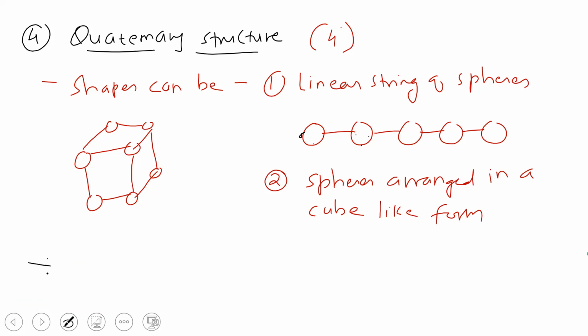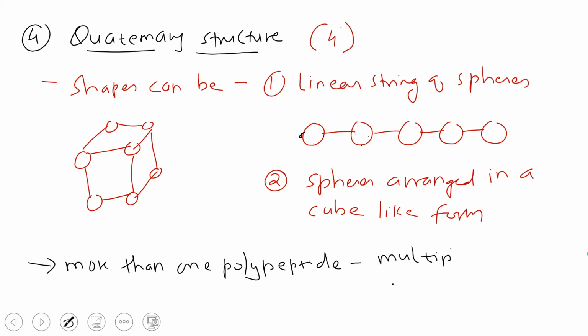It contains more than one polypeptide, so it is mainly what we call multiple subunits. And it usually contains 3 to 4 polypeptide chains.